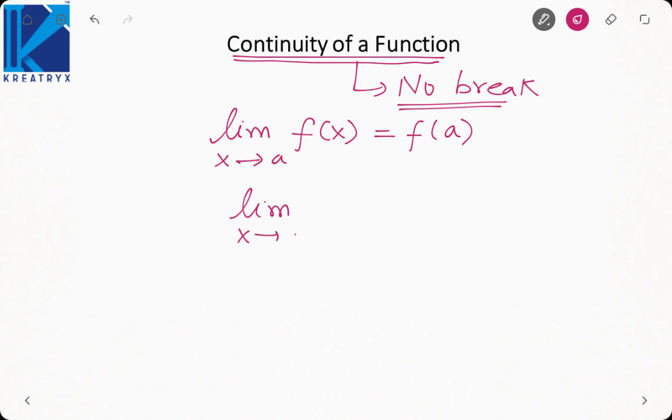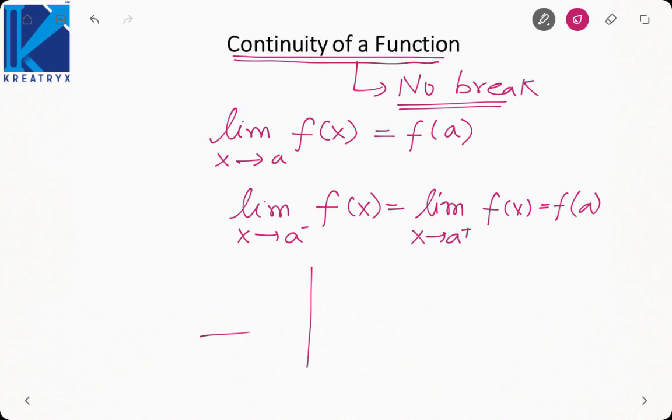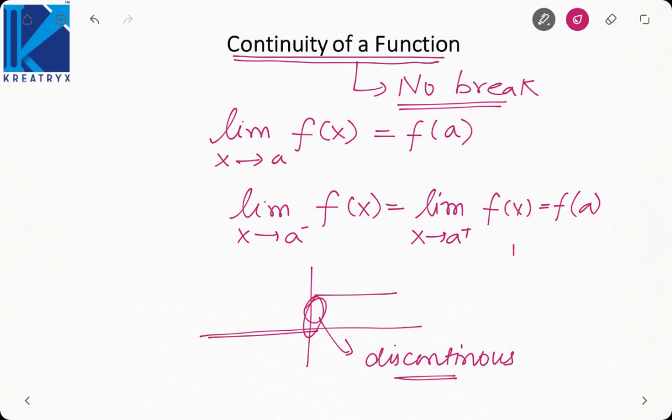That means limit as x tends to a minus of f(x) should be equal to limit as x tends to a plus of f(x), which should be equal to f(a). Now if I give you a function like the unit step, as you can see, it changes suddenly here. So it is discontinuous. A continuous function does not have a sudden change, or it flows smoothly. Like a sinusoidal function, there is no sudden change anywhere. So this function will be my continuous function.